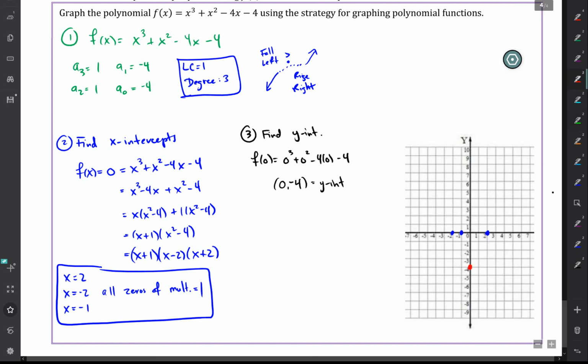Okay, now we're just going to connect everything up with a smooth curve. I know I need to fall to the left, pass through x equals negative 2, pass through x equals negative 1, pass through the y-intercept, which is 0, negative 4, and then pass through 2, 0. So the picture must look something like that.